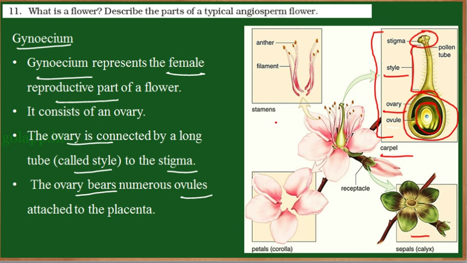Stamens are also called androecium. They are the male reproductive organs of the flower. It has got two parts, anther and filament. Inside the anther, pollen grains are produced by the process of meiosis, and these pollen grains carry the male gamete. And the last part is the gynoecium. Gynoecium consists of 3 parts: stigma, style and ovary, and inside the ovary, ovules are present. The gynoecium is also called carpel. So, these are the different parts of an angiosperm flower.